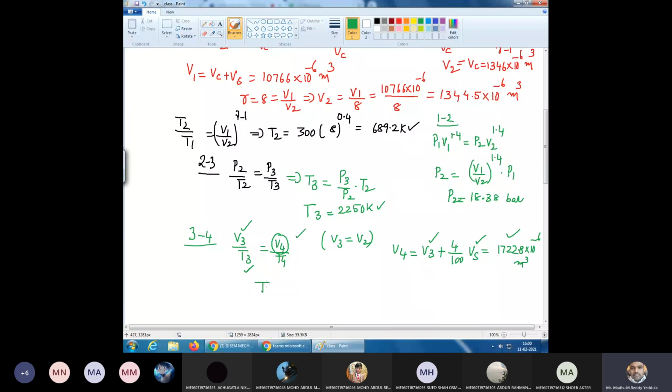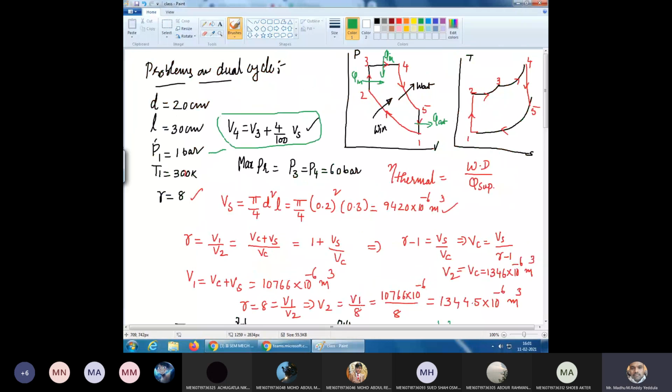Then what is unknown here? T4. T4 is equals to V4 by V3 into T3. All the data is with you, just substitute. You will get T4 as 2880 Kelvin. Right, so we got the T4 value also.